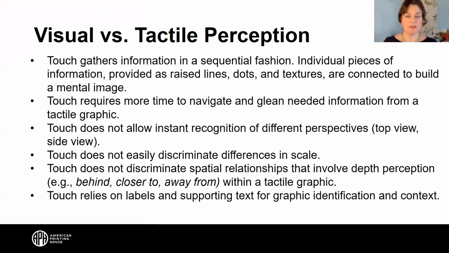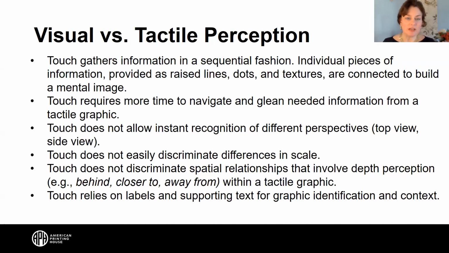So this slide is a lot of verbiage here, but what it does is juxtapose the visual and tactile perception and how they are different. So the touch gathers information in a very sequential fashion. Individual pieces of information provided as raised lines, dots, and textures are connected to build a mental image. So they're essentially gathering that information with their fingertips. Touch requires more time to navigate and glean needed information from a tactile graphic.